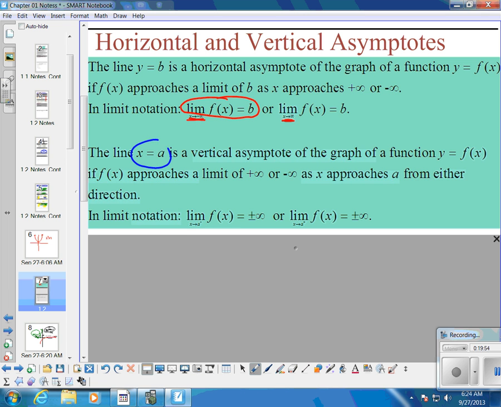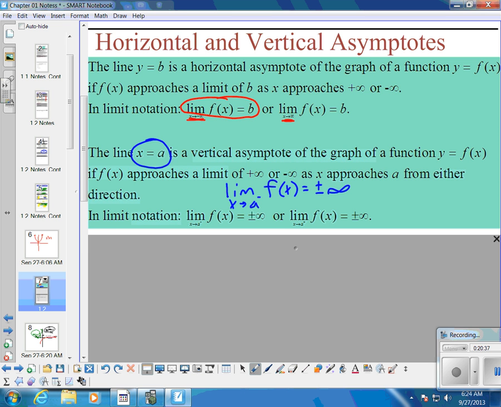Vertical asymptotes are vertical, so it's going to be some line x equals a. This is where, instead of approaching negative infinity or positive infinity, you approach some x value from the left and from the right. So to show that, we're going to take the limit as x approaches some x value, we'll call it a, from the left. We'll put a little negative sign above the a to show from the left of whatever that function is we're looking at. And if it equals either positive or negative infinity, then there's a vertical asymptote there.